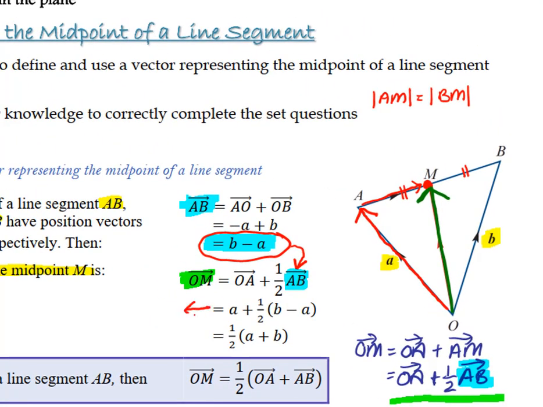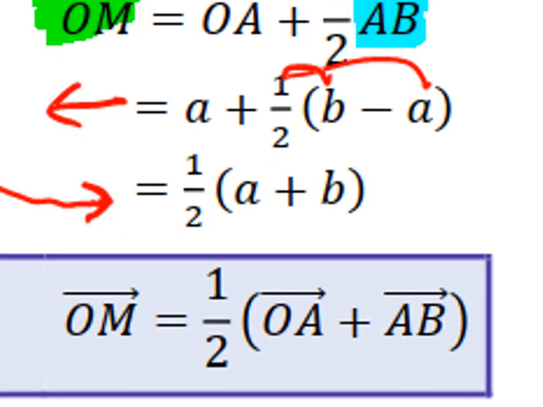Now if you can't see that, do the step in the middle: A plus, expand the brackets, a half B minus a half A. A minus a half A is a half A plus a half B, which we can then factorize to give that half A plus B. Now note, in this blue box there's an error. That should be OB. So OA is our A, OB is our B.